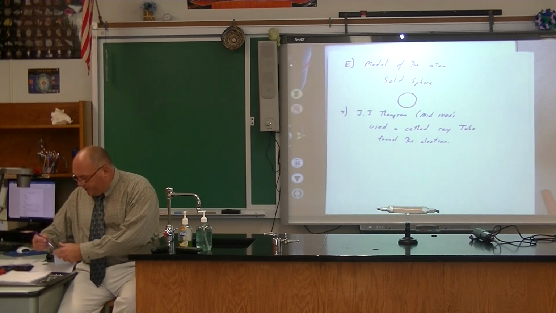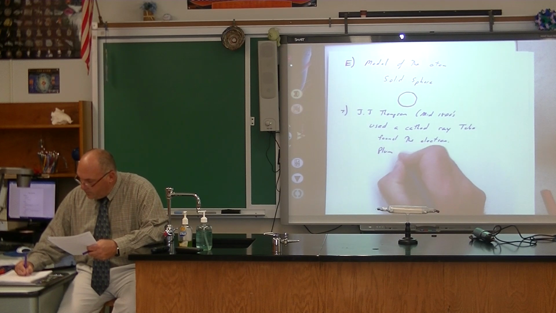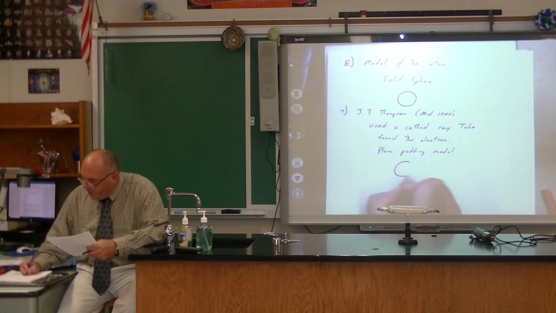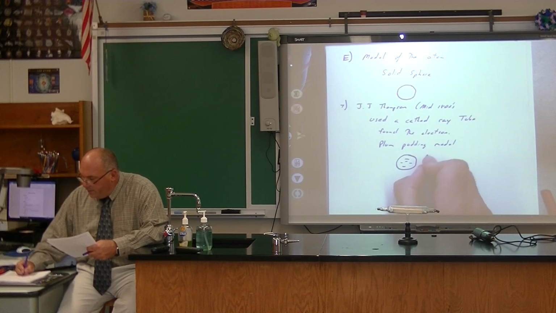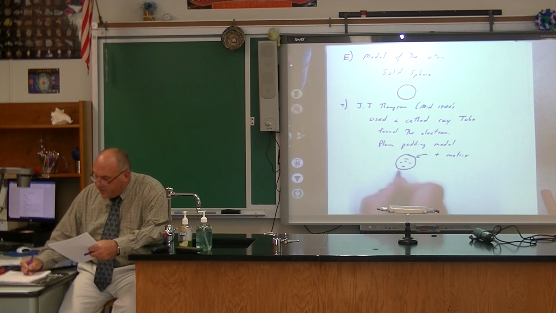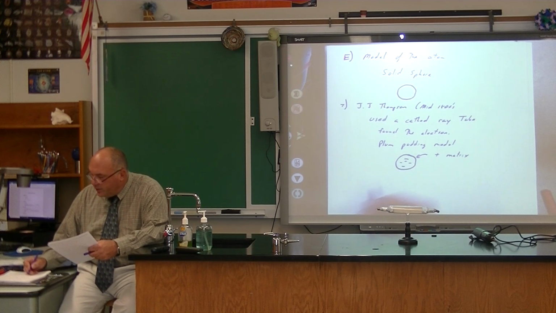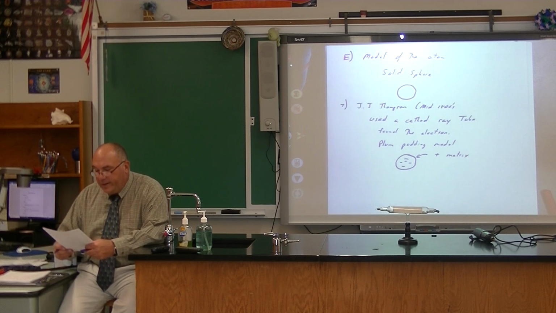So JJ changed that sphere to the plum pudding model. We still had that solid sphere, but we had these negative electrons in this solid sphere. Okay? And the matrix, this stuff around the electrons, was a positive matrix. Okay, so we had these negative electrons stuck in this matrix, and all around it, okay, we have this positive, just basic positive charge. Because the overall charge he found on this thing was neutral. So JJ comes up with the electron.